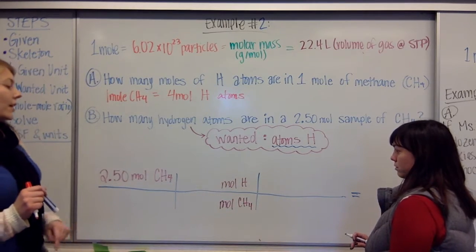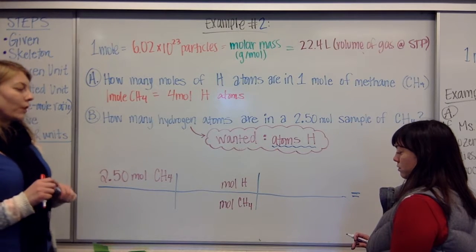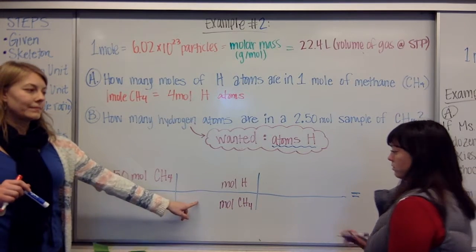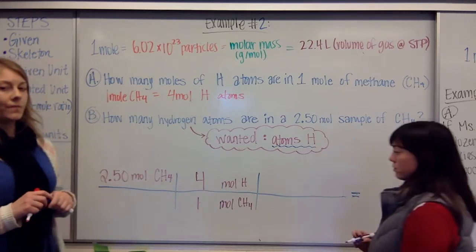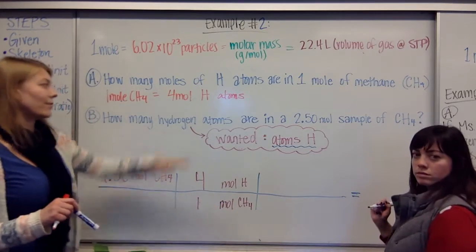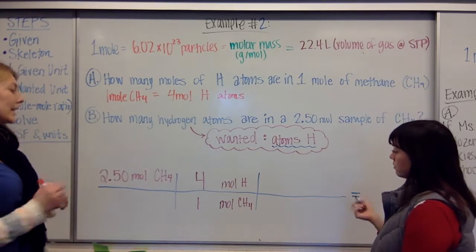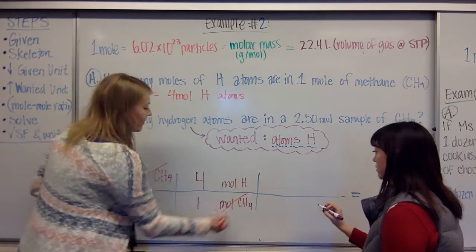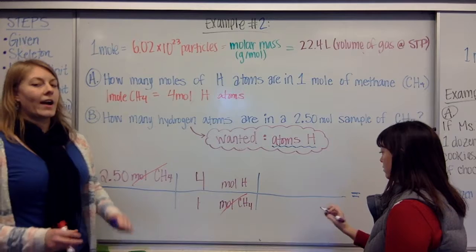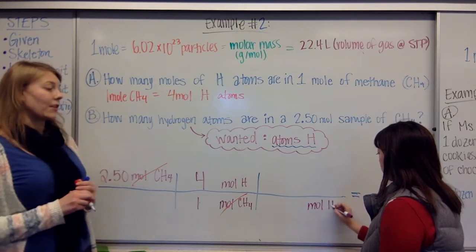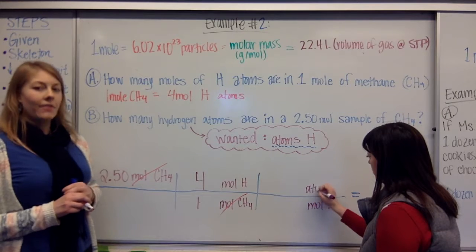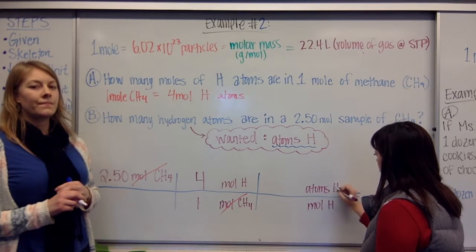So mole-to-mole ratio. In 1 mole of CH4, we're going to fill in 1 at the bottom. How many moles of H are there? 4, okay? 4 moles of H, and that's what we figured out up here. Now, we can cross off moles of CH4. We have moles of hydrogen, but I want atoms of hydrogen. So, moles of hydrogen goes on bottom, atoms of hydrogen goes on top.